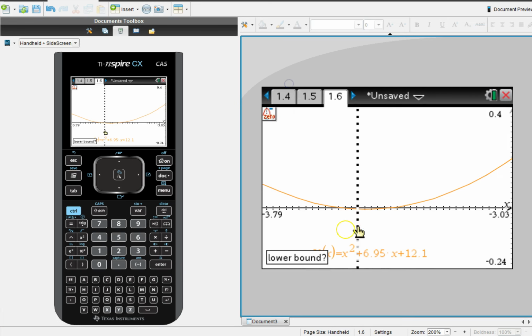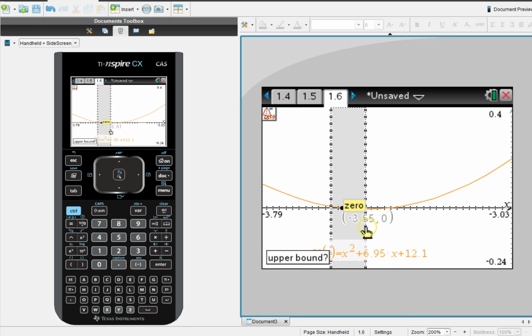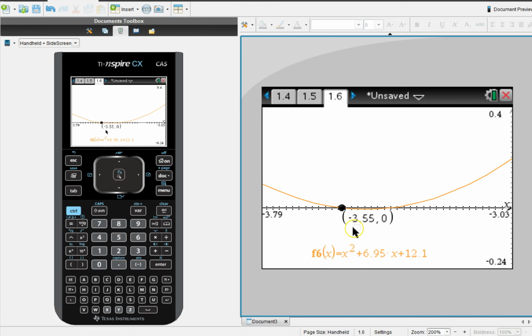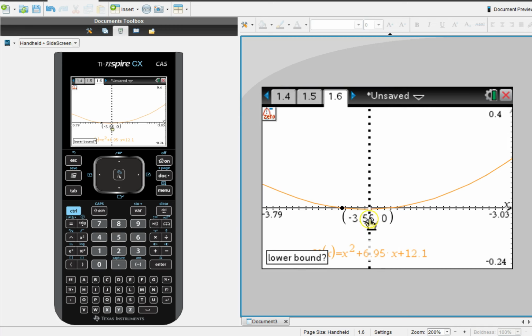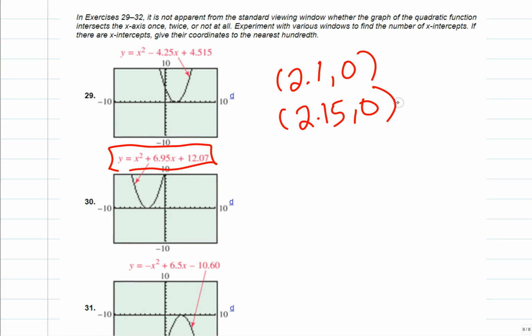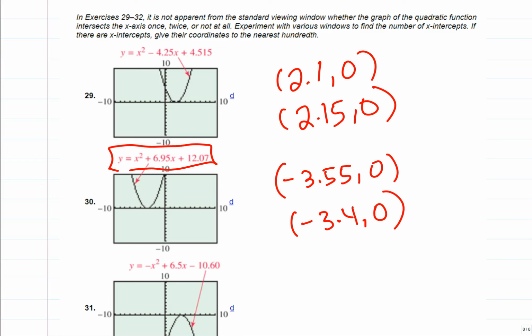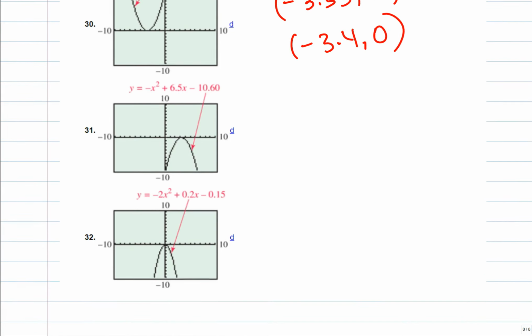Analyze the zeros. Oh, there's more than one. There's one there. There's one there. Grab the first one. Menu. Analyze. Zero. Go here and grab the second one. So negative 3.55 and negative 3.4. Let's keep going. Two more.